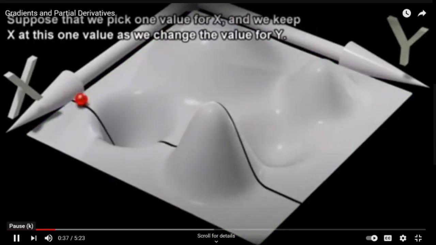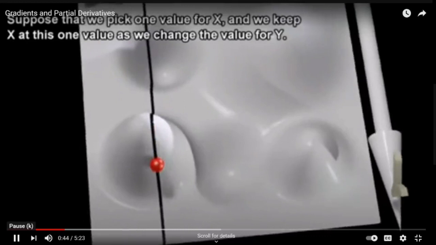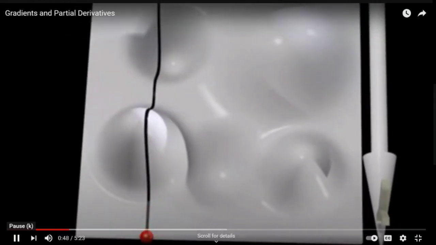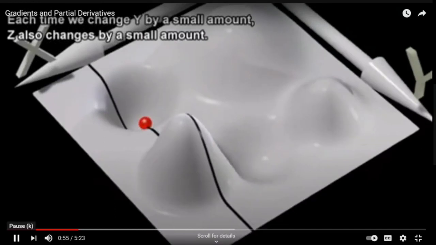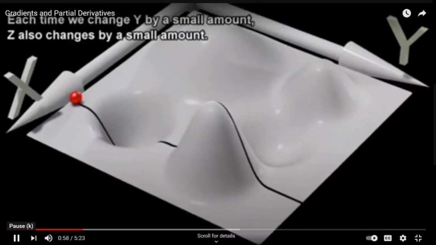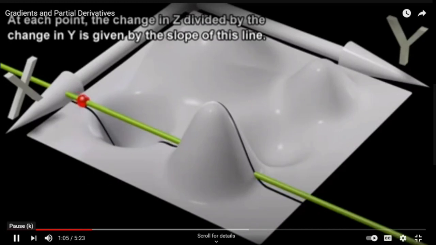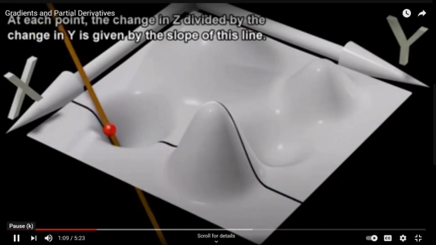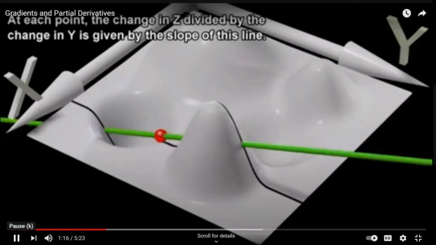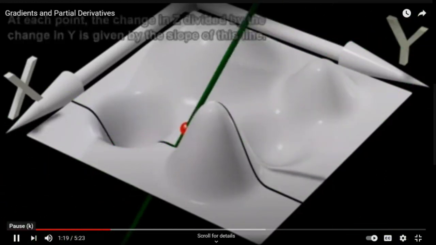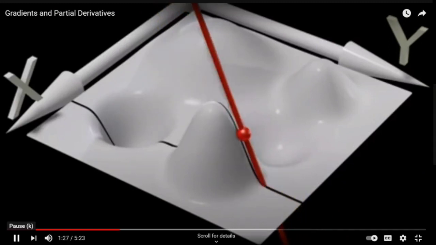Suppose that we pick one value for x, and we keep x at this one value as we change the value for y. Each time we change y by a small amount, z also changes by a small amount. At each point, the change in z divided by the change in y is given by the slope of this line. Red indicates a negative slope.